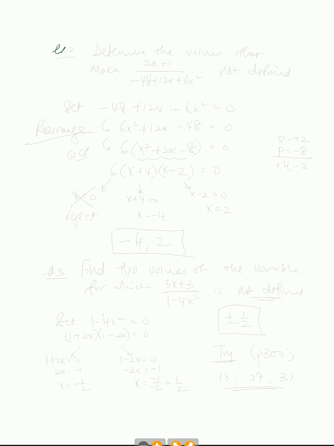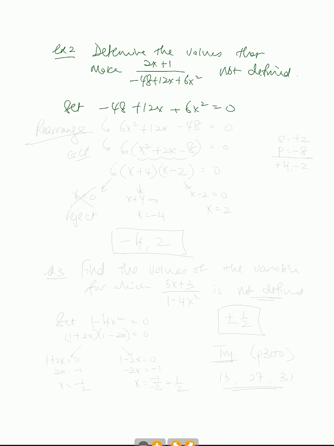So let's look at another example. Same thing. Can you determine the values that make 2x plus 1 over negative 48 plus 12x plus 6x squared not defined? Okay, so ignoring the numerator, all we do is set the denominator, which in this case is negative 48 plus 12x plus 6x squared, equal to 0.